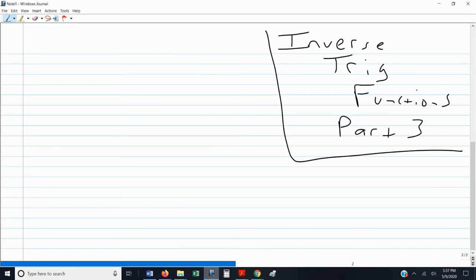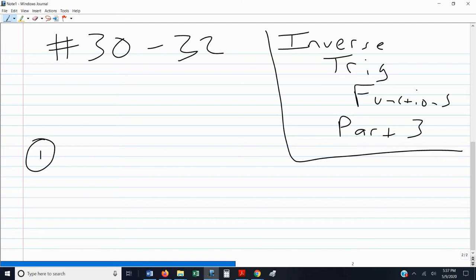Everyone, this is Inverse Trig Functions Part 3, and this is just to help you with the extra credit if you wanted to try it. So I'm going to just show two of these and then see if that should be enough help for you to complete those extra credit questions.